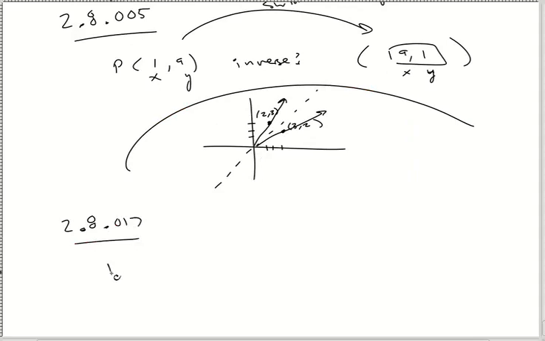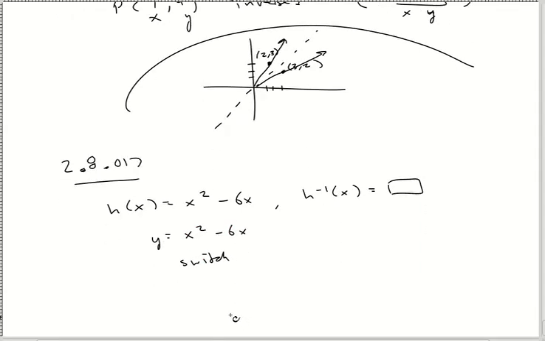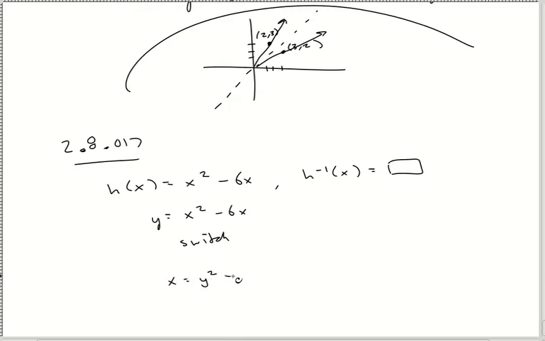2.8.017. It says h of x is equal to x squared minus 6x, and then h inverse of x is equal to what? Just hold on right quick. We've already done some examples on how to find the inverse. They're saying h, not f. Doesn't really matter. Basically, I'm going to rewrite this as a y, and then switch my x and y. Remember, everywhere you see an x, you put a y. Everywhere you see a y, you put an x.